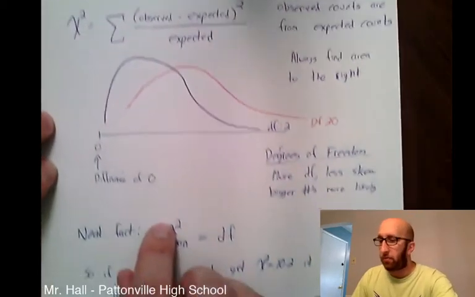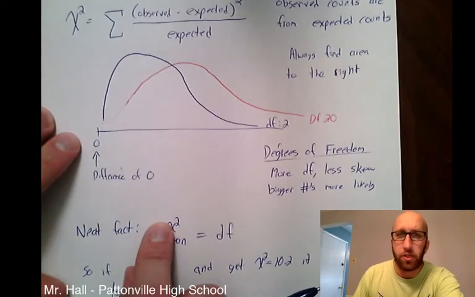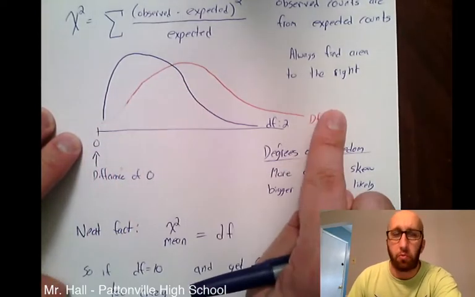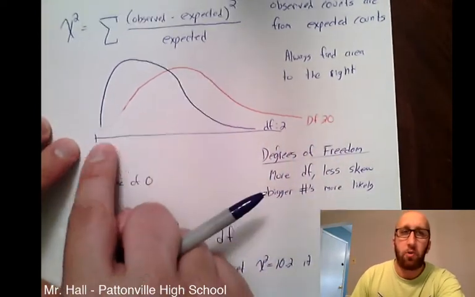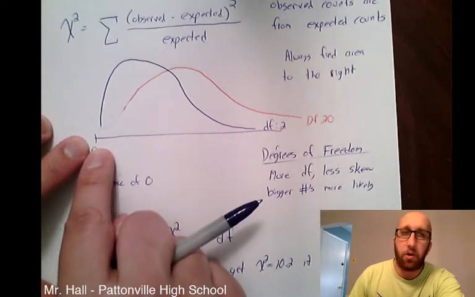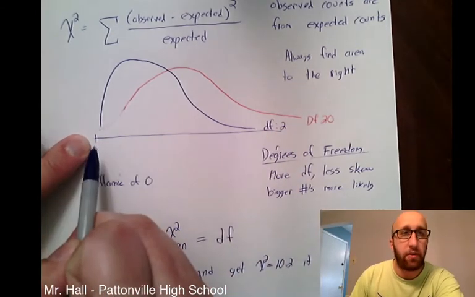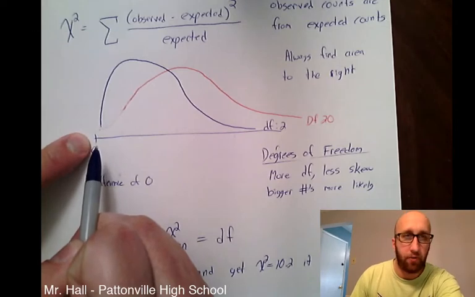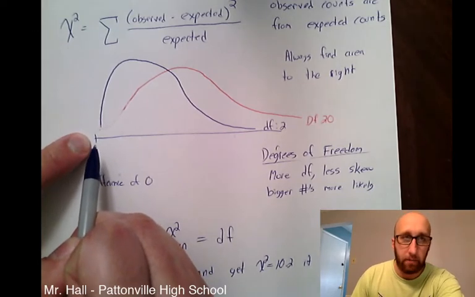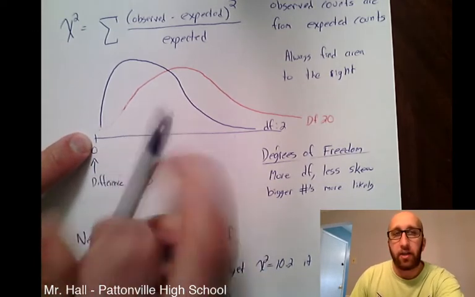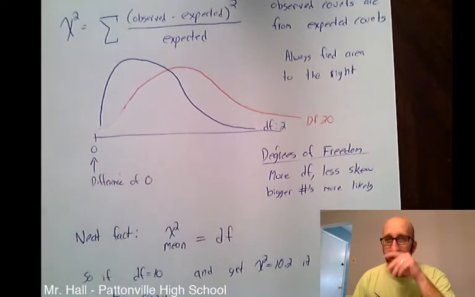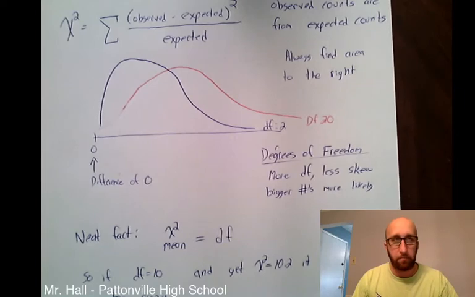So what we're going to have is a distribution which is skewed to the right, okay? So a number line across the bottom, you're always going to start with 0. This would mean, hey, there's no difference between what we observed happening and what we expected happening. And then as we go out to the right, we're going to see how much of a difference there is from what we expect to happen versus what we observe to happen.